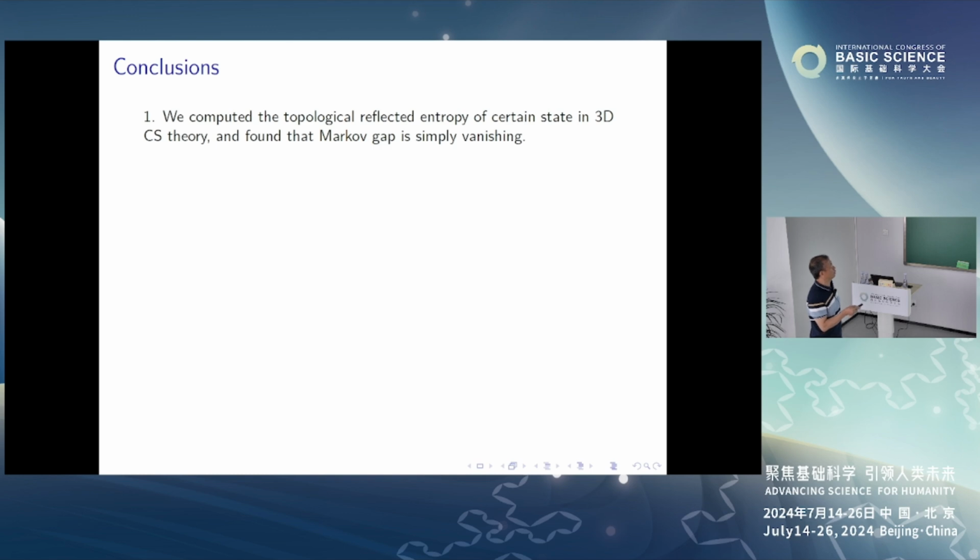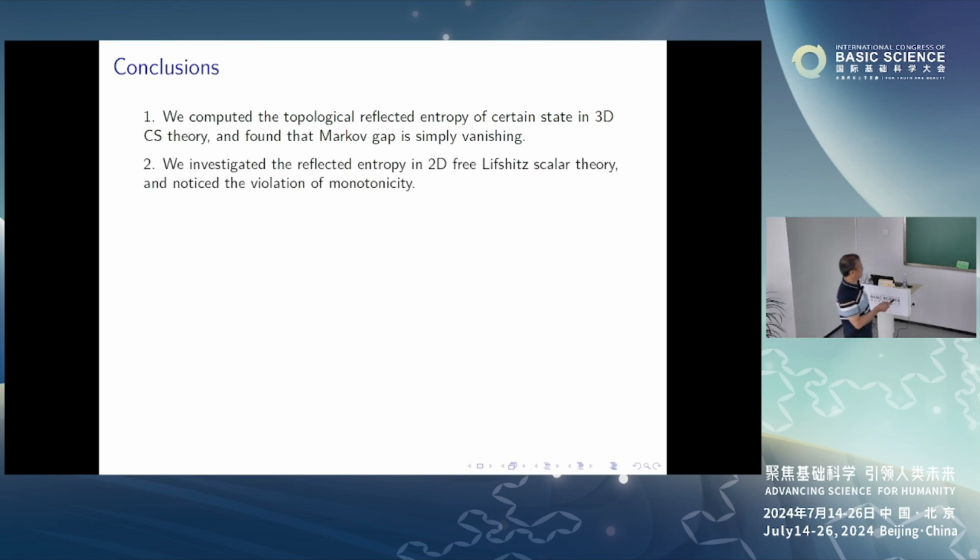We computed the reflected entropy in our first work for certain states in 3-dimensional Chern-Simons theories, and found that the Markov gap simply vanishes in all setups for the configurations we consider. And we investigated the reflected entropy in 2-dimensional free Lifshitz scalar theory, and found that the monotonicity is broken in this case.